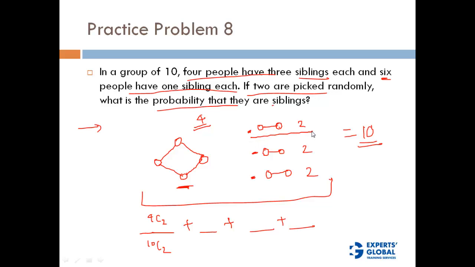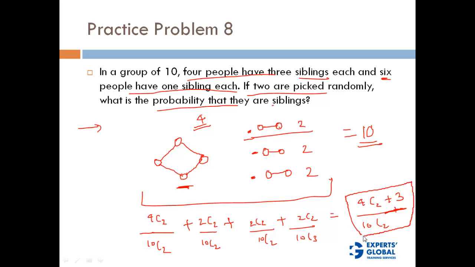What is the probability that 2 children are selected from this group? That is going to be 2C2, which is basically 1 divided by 10C2. Here again 2C2 by 10C2 plus 2C2 by 10C2. So basically what we are saying is the probability is going to be 4C2 plus 3 divided by 10C2. This is the probability of both children being siblings.